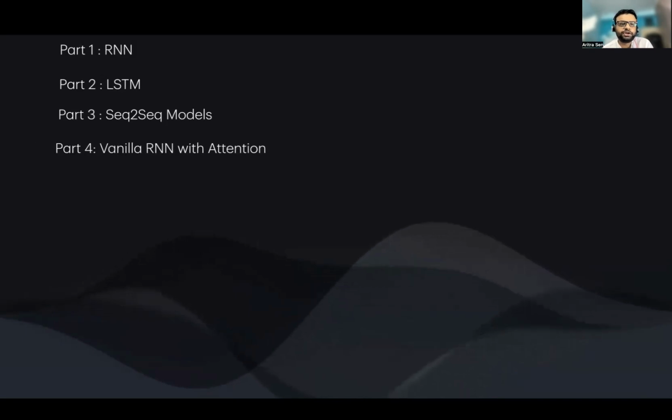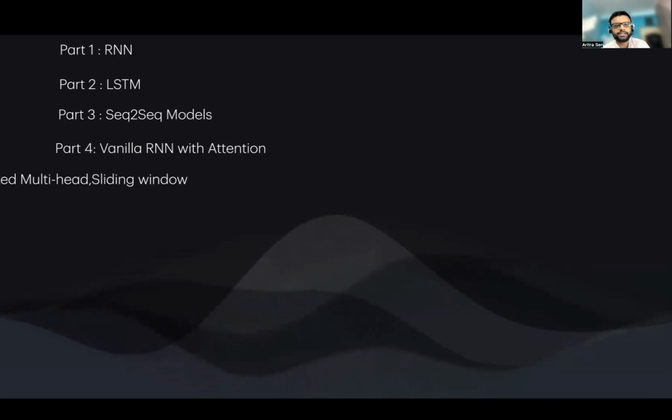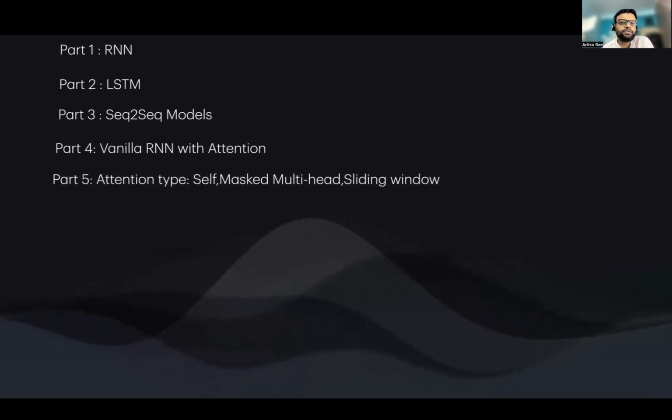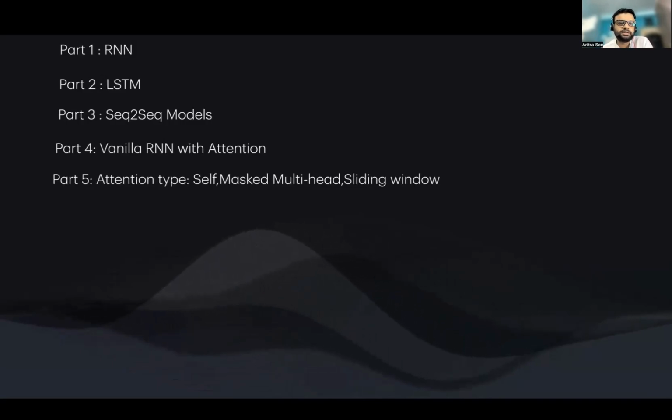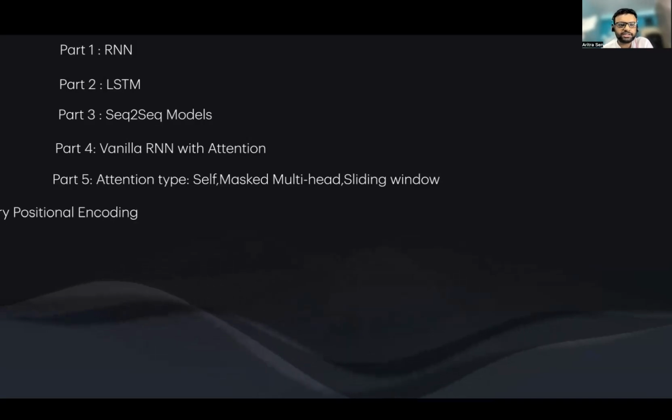Slowly we will introduce the attention concept with bidirectional RNN, and we will see how you can introduce RNN with attention using an encoder-decoder architecture. Then we will move to the more recent developments in the attention network, which are self-attention, masked multi-head attentions, then sliding window attentions. We will slowly get into those and see how they work with some visualization.